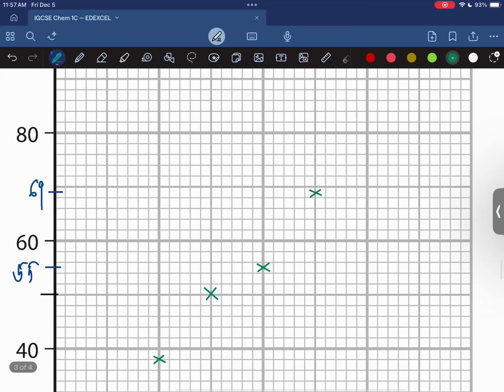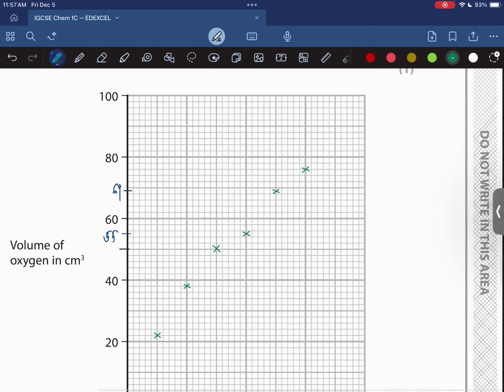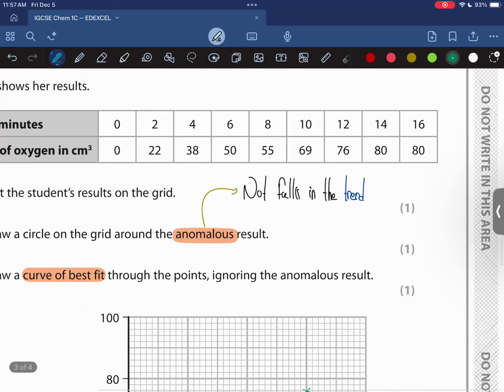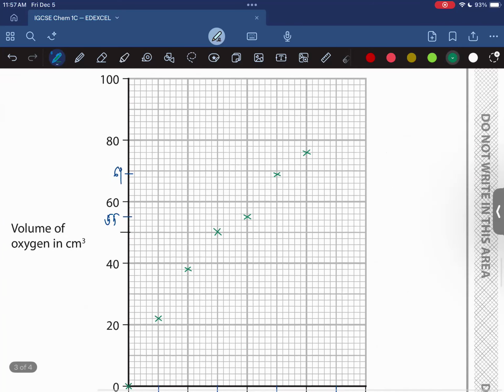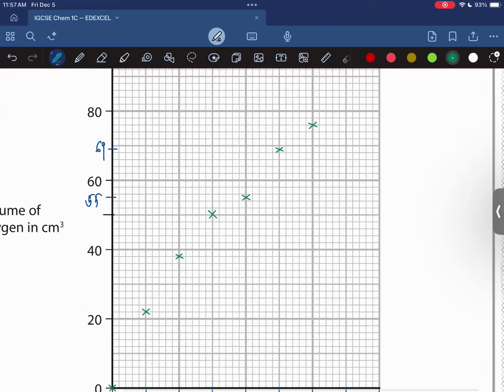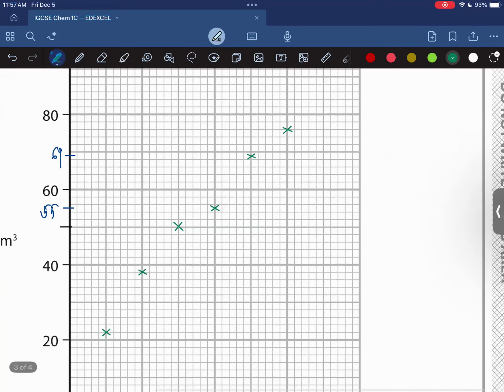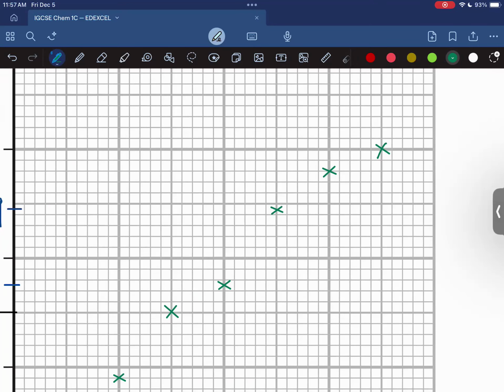This is 12. So this is going to be 76. And then 14, 16, 80, 80. 14 and 16 is going to be 80, 80. This is 80. Now, I could have done this graph before even making this video, right?